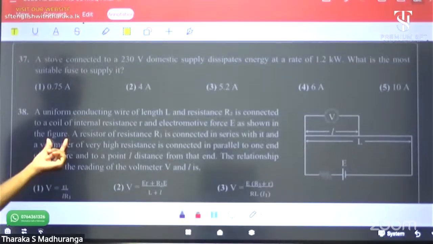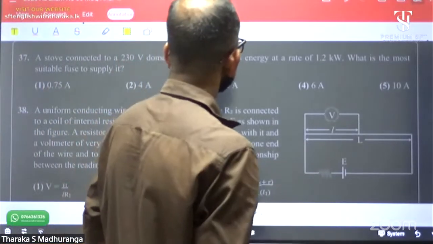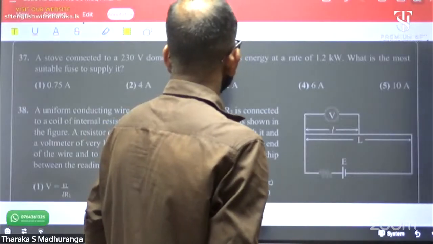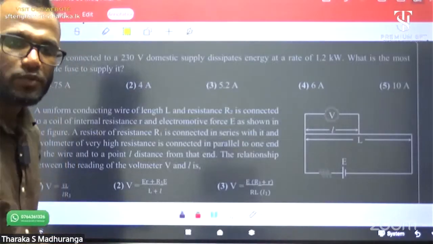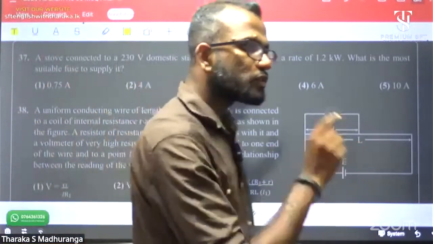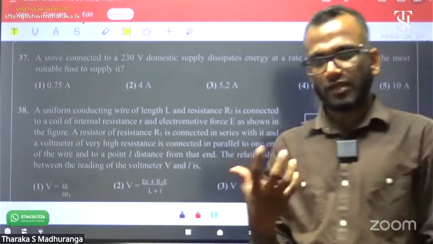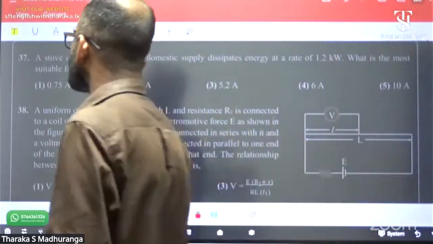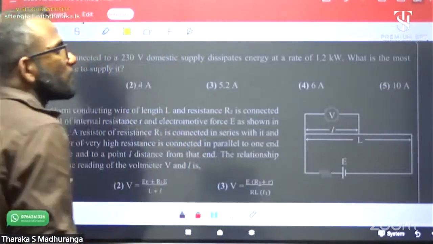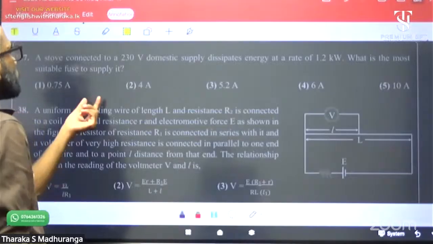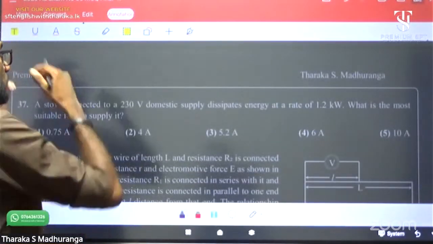A stove connected to a 230-volt domestic supply dissipates energy at a rate of 1.2 kilowatt. 1.2 kilowatt means 1200 joules per second, right? What is the most suitable fuse to supply it?